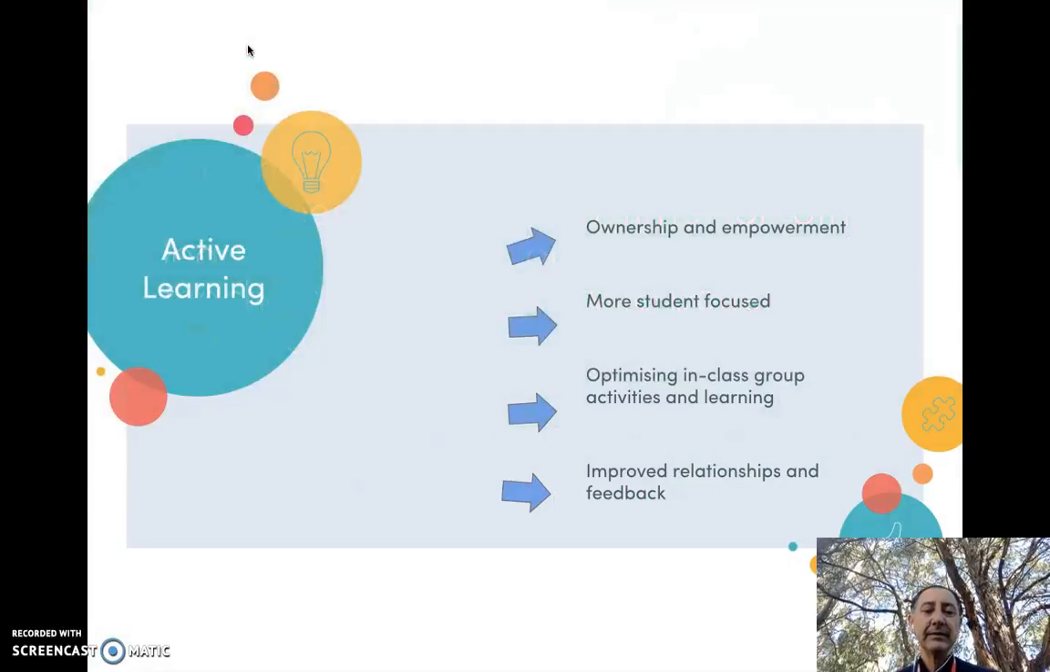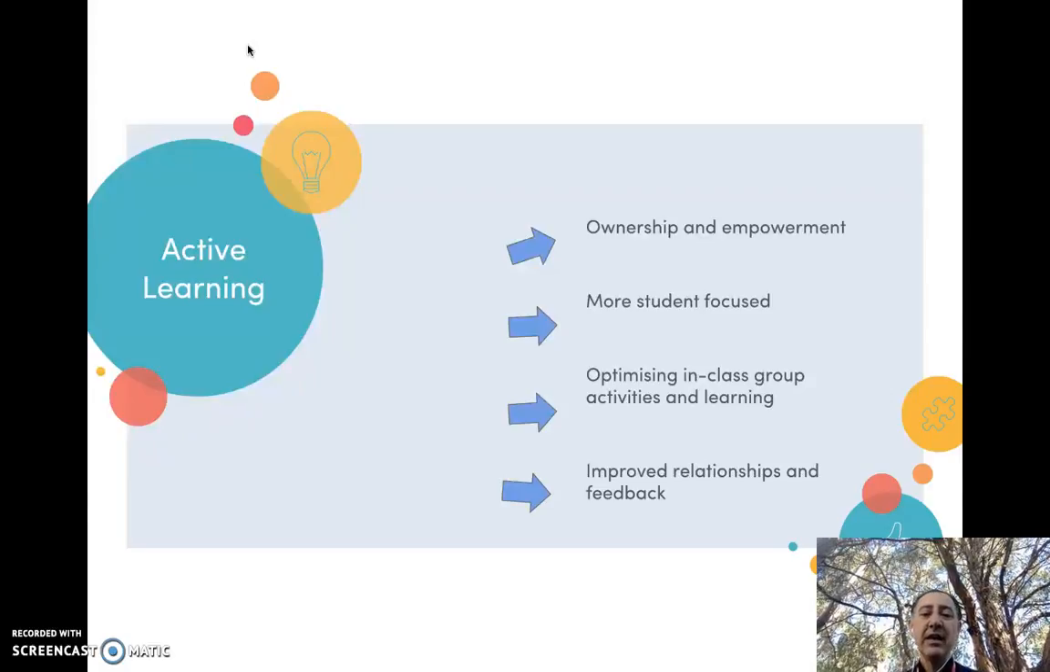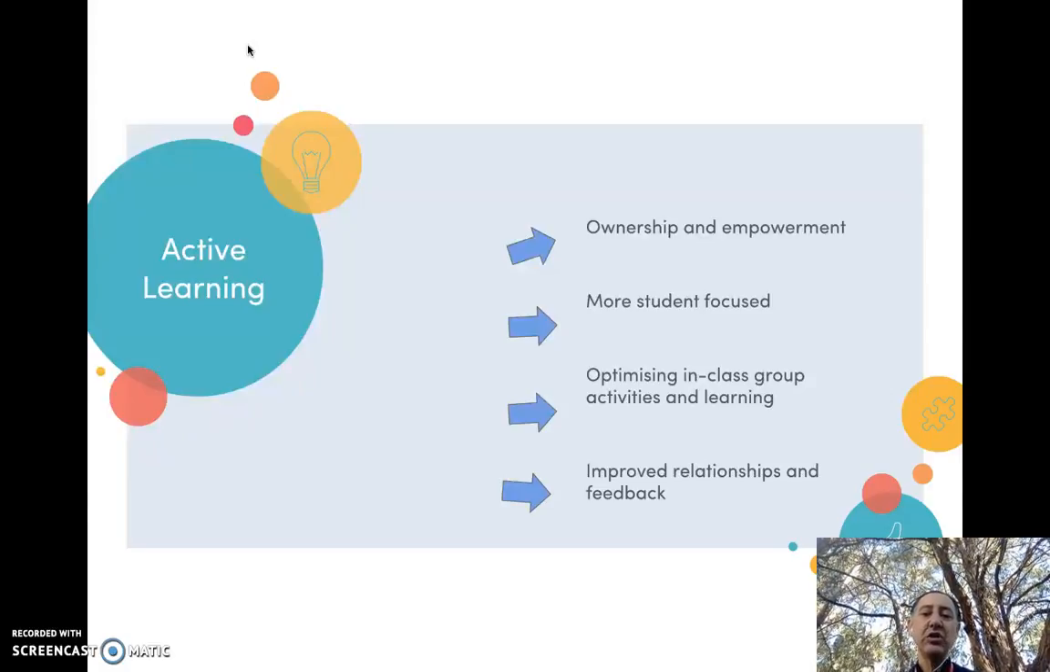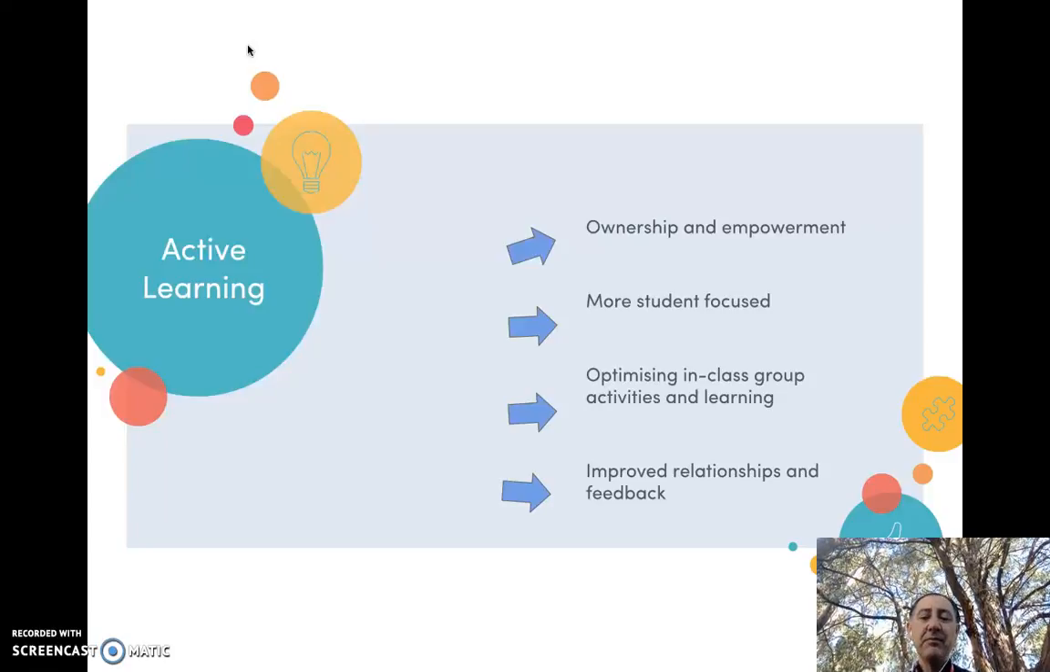So it brings me on to this idea of active learning as opposed to a passive style. This different paradigm gives our students more ownership of their learning, more empowerment. It provides in our classroom more focus on them rather than us. It really optimizes the time we spend together. We can be far more creative as teachers. And the more that we do that, the better our feedback is for them, the better our relationships are with our students, the more engaged they're going to be.